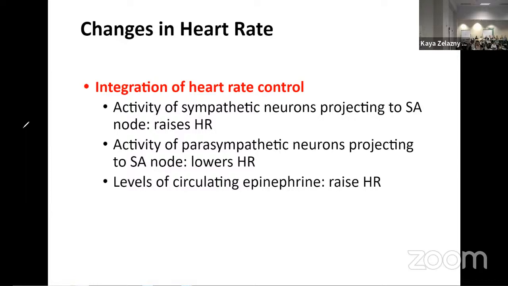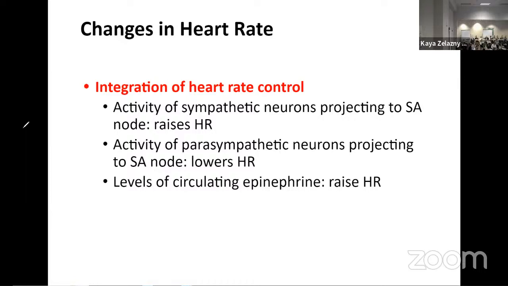Okay. So when we are thinking about linking it all together, or integrating the heart rate control, we're going to make sure that we realize that both the sympathetic nervous system and the parasympathetic nervous system are linked to that SA node that's setting the pace for our heart, right? So we're always going to have some kind of dynamic interaction between the sympathetics and the parasympathetics, because we have that dual innervation that we talked about.